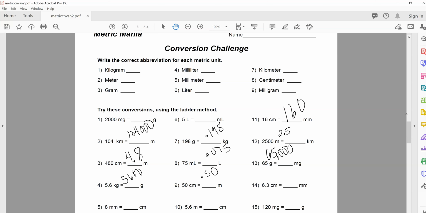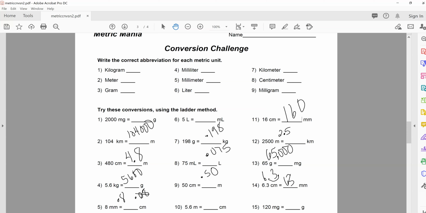2 decimal spots. 6.3 centimeters to millimeters. 6.3 centimeters. We move it to the right 1 spot because millimeters is less. 63 millimeters. 8 millimeters to centimeters. Millimeters is less than centimeters. So we will move it 1 spot up to the left or divide by 10. So it's going to be 0.08 centimeters. Whoops, 0.8. I apologize. It's only 1 spot. 0.8.